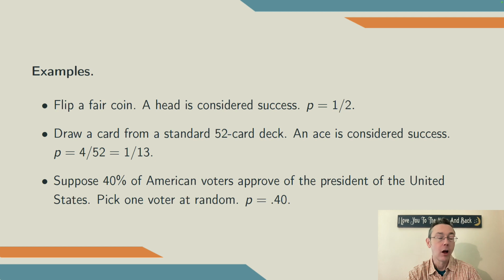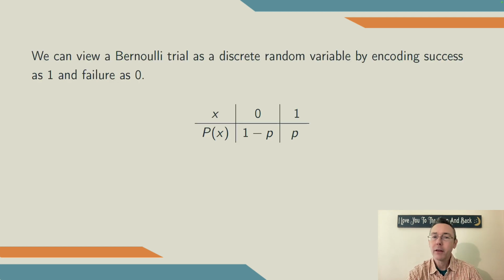Another example, draw a card from a standard 52-card deck and consider an ace to be a success. There are 4 aces in that deck, so the probability of success is 4 in 52, or 1 in 13. Finally, suppose 40% of Americans approve of the President of the United States. Pick a voter at random. The probability of success in that situation might be 40% if 40% of Americans approve of the President of the United States.